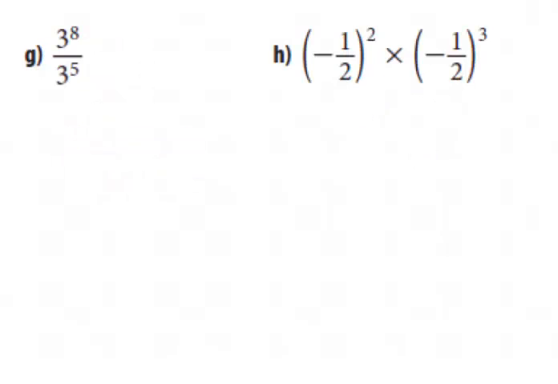The next one, G, is 3 exponent 8 divided by 3 exponent 5. Since the bases are the same, we are going to subtract the exponents, so this is equal to 3 exponent 8 minus 5, which is 3 exponent 3, which is 27.